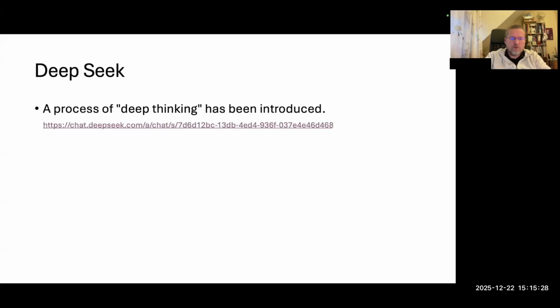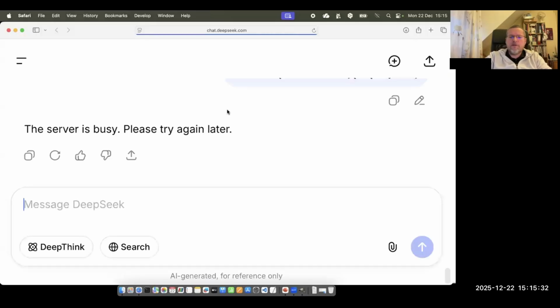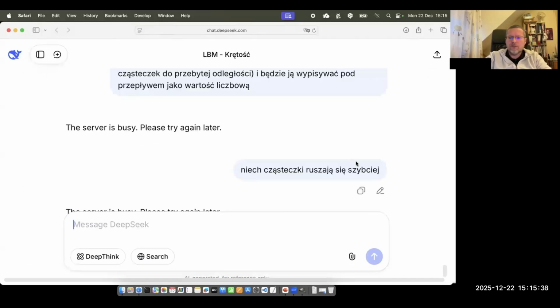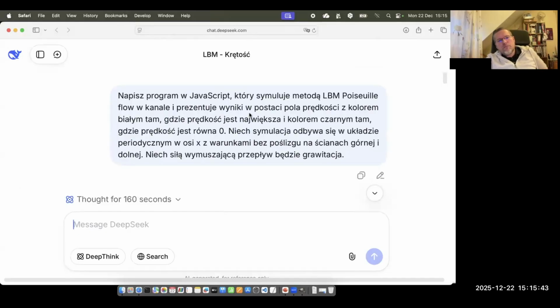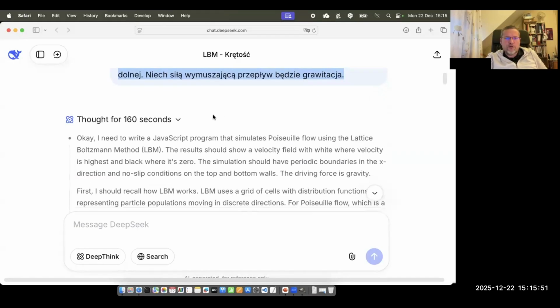So let me follow up and show one of the first programs that I did in DeepSeek using this prompt. So this is the prompt, the original one. I just put it there. There is no data, unfortunately, but okay.